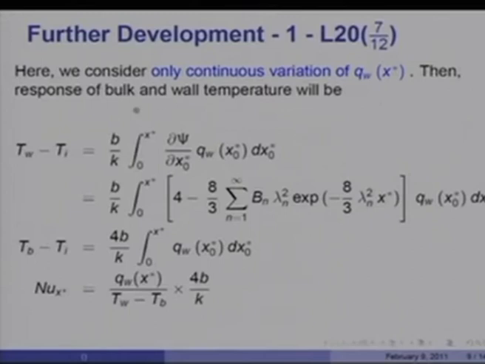Then the response of the bulk and the wall temperature will be T w minus T I over B by K equal to the integral of d psi by dx naught star times Q wall x naught star dx naught star, and that would be essentially equal to B by K times all that we derived on the previous slide into Q wall x naught star dx naught star, and T bulk minus T I would of course again be 4 B by K, integral 0 to x star of Q wall x naught star dx naught star, and therefore, the Nusselt number would be Q wall x star divided by T wall minus T bulk. Simply take a difference of these two quantities and multiply it by 4 B by K for flow between parallel plates.